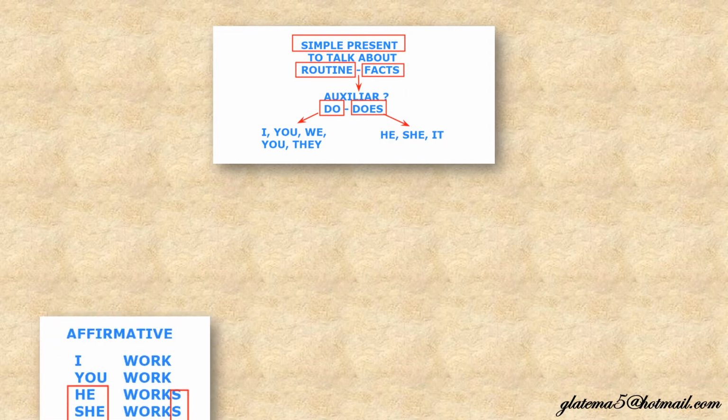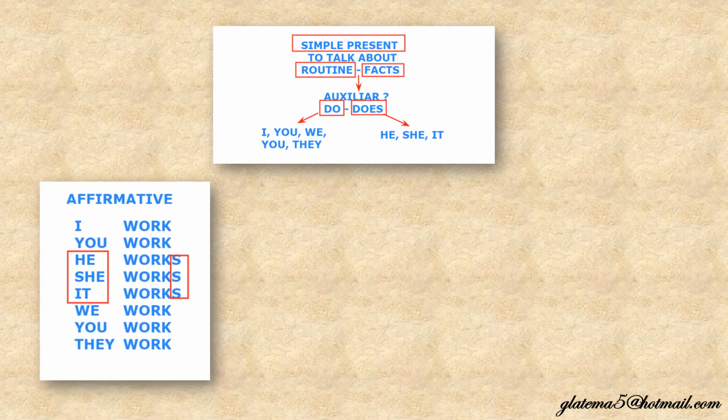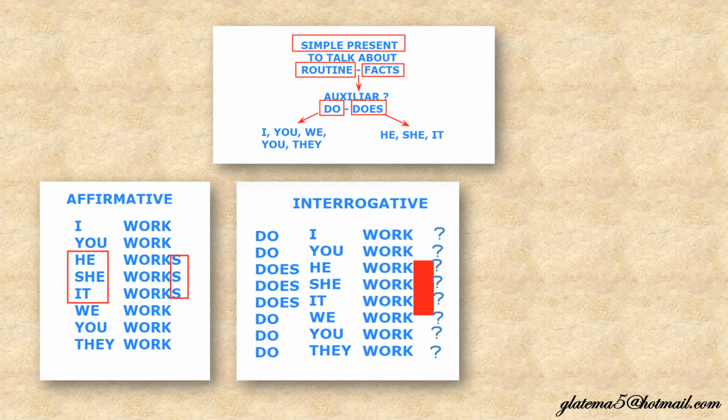Present simple is used in affirmative sentences, as you can see here. And we have to consider that only for the third person, which is he, she, and it, the verb in affirmative form has s or es. When we make interrogative sentences, we have to use the auxiliary do and does. Does is for he, she, and it, the third person, and the verb doesn't have an s, okay?